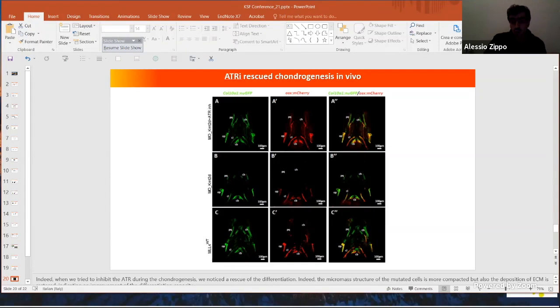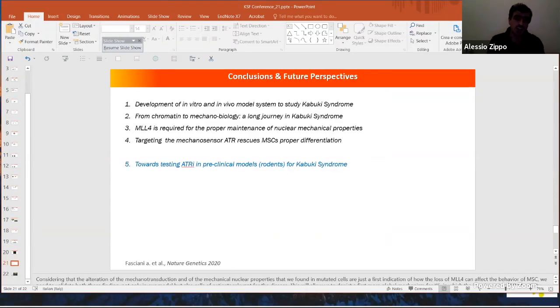So to conclude, what I showed you is that we moved from an in vitro model to an in vivo system to study Kabuki syndrome, using an engineering system to target the genome of healthy cells, phenocopying at the genetic level what you would normally find in Kabuki patients. And by analyzing the mechanical properties of chromatin, we could move from looking just at genetic function to looking at the mechanosignaling within this system.